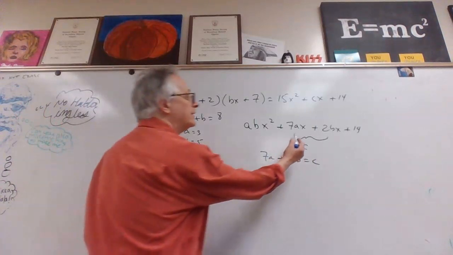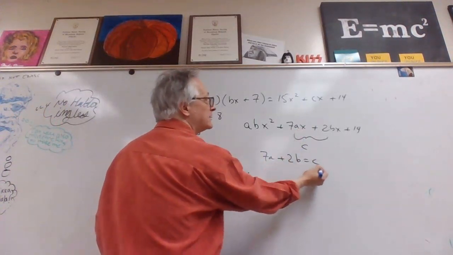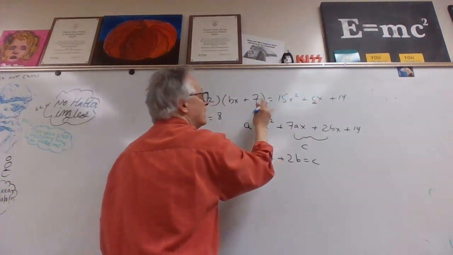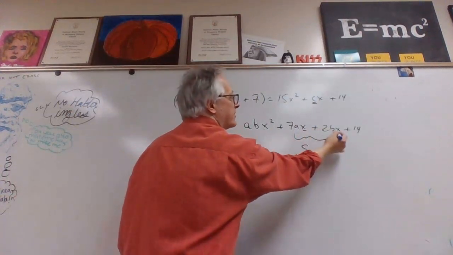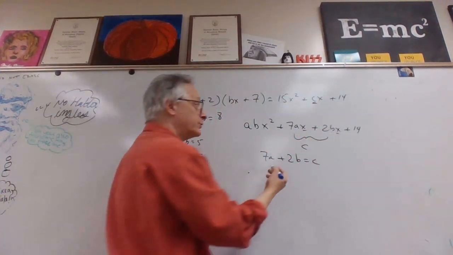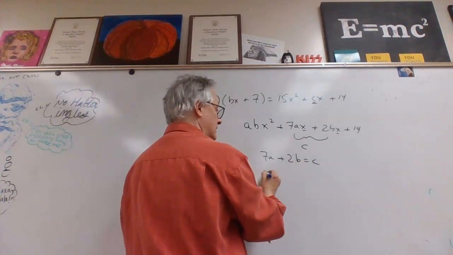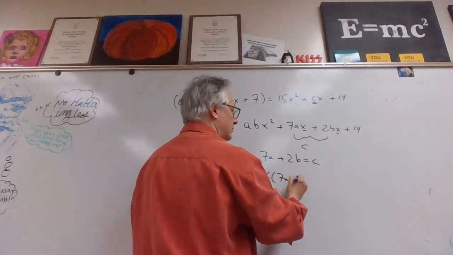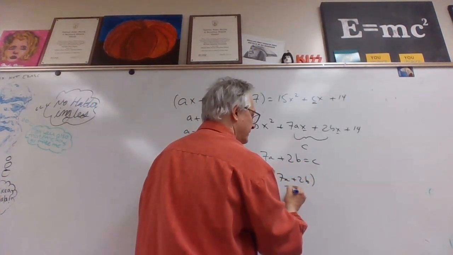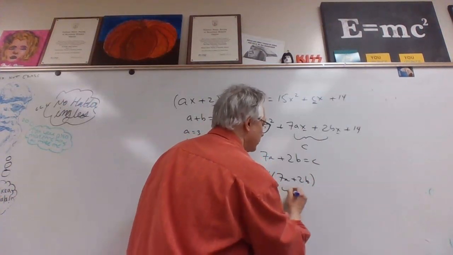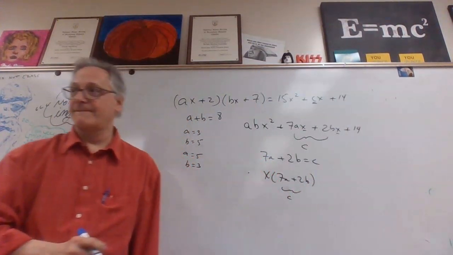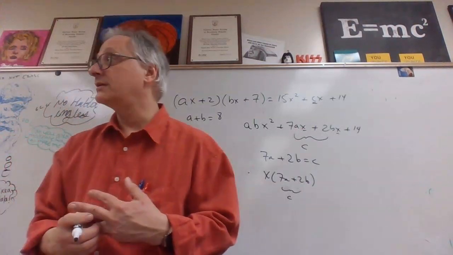No, because 7A plus 2B, that's going to equal your coefficient C. Because you have an X there and an X there, let's look at it this way. Let's factor out that X. X times (7A plus 2B). And there's your value of C. Think about factoring, too. That's a big deal.